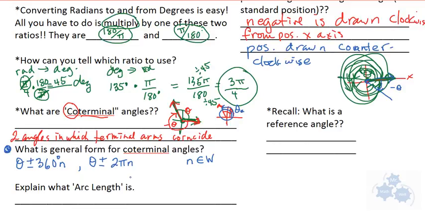If you're given an angle of 60 degrees and you want to find another coterminal angle, you could just add or subtract 360 to that and be done. Right? So you can say, well, 420 is a coterminal angle. Okay, so that's 360 plus 60.